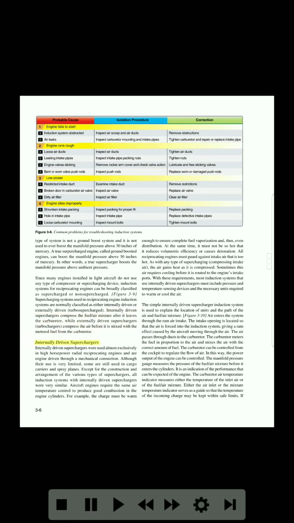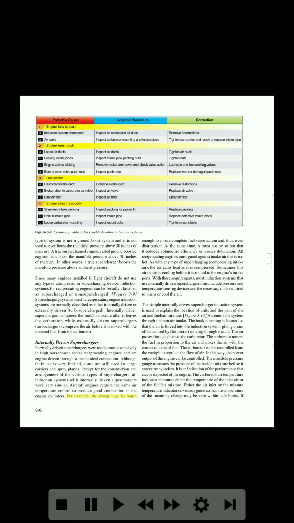Internally driven superchargers. Internally driven superchargers were used almost exclusively in high-horsepower radial reciprocating engines, and are engine-driven through a mechanical connection. Although their use is very limited, some are still used in cargo carriers and spray planes. Except for the construction and arrangement of the various types of superchargers, all induction systems with internally driven superchargers were very similar. Aircraft engines require the same air temperature control to produce good combustion in the engine cylinders.